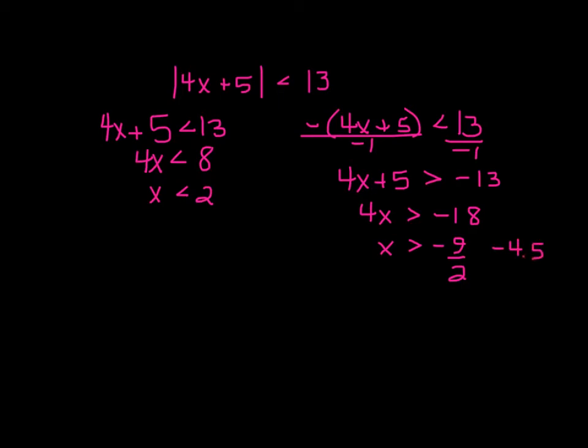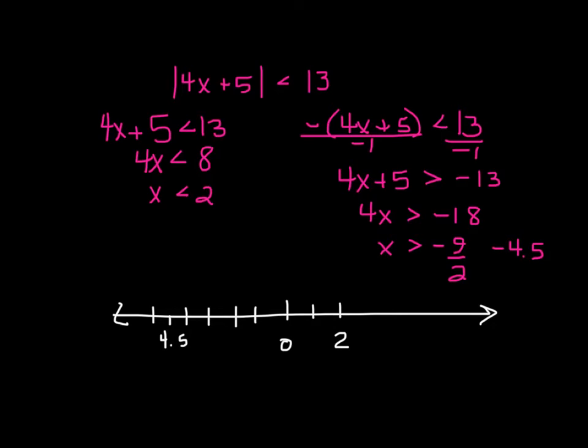Okay, now inequalities I put on a number line. So I always put a 0. I'm going to put the 2, and I'm going to put the negative 4.5. And I want x to be less than 2, and I want it to be greater than negative 4.5. So I'm going to be less than 2 and greater than negative 4.5. Okay?